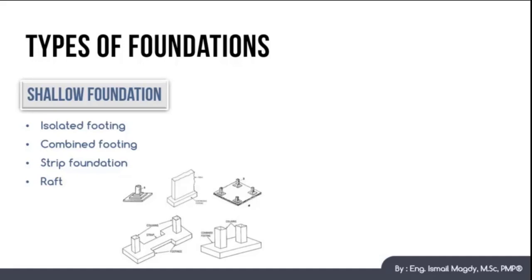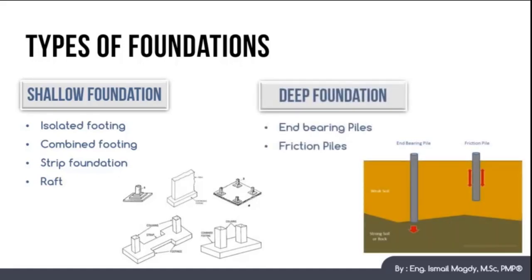The second category is deep foundations, and deep foundations are used when the loads coming from the structures are relatively high or when the top layers of the soil are too weak. So, we construct piles that go deep down till we reach a strong layer of soil such as rock to support the structure. And piles are divided into two main types.